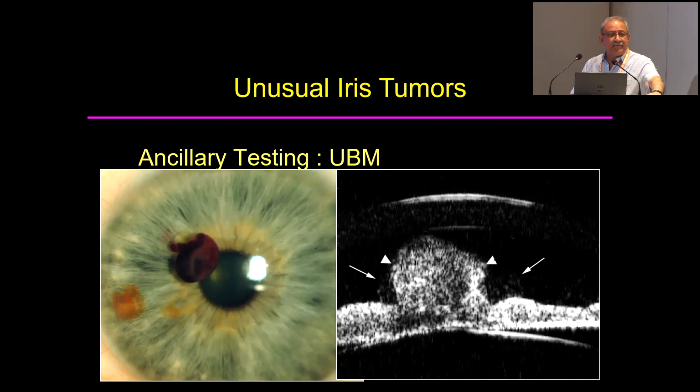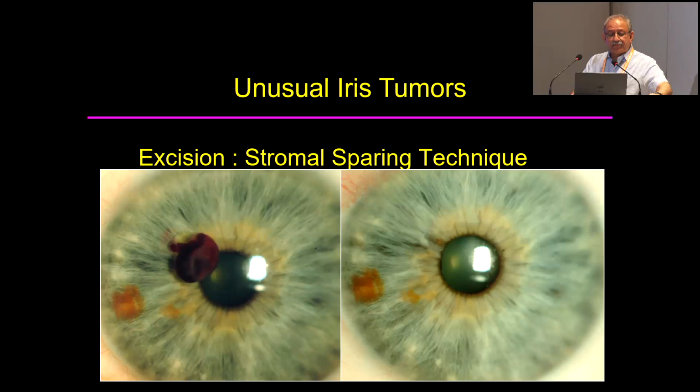We did a UBM, however, and you can see that it's sitting on the stroma. It's not centered like the other case, up and down. This is sitting on top of the stroma, and I could actually see the stroma right there. You say, this is the anterior stromal layer, and this is sitting like a ball on top of iris. That's the impression you get from looking at it. So we don't know exactly what it is, and so I excised it.